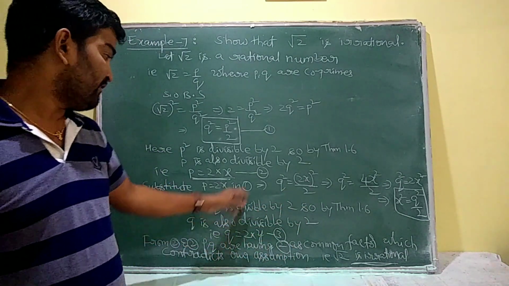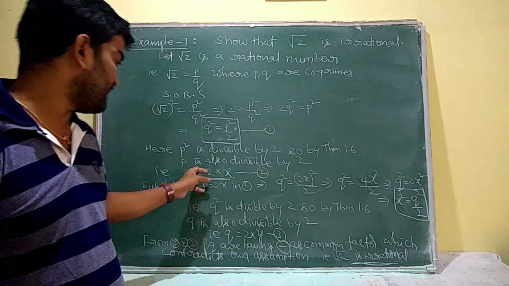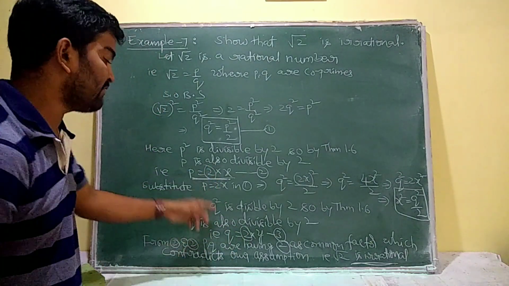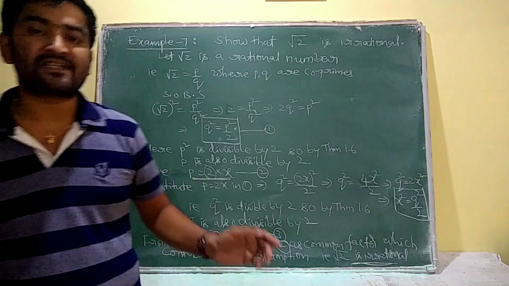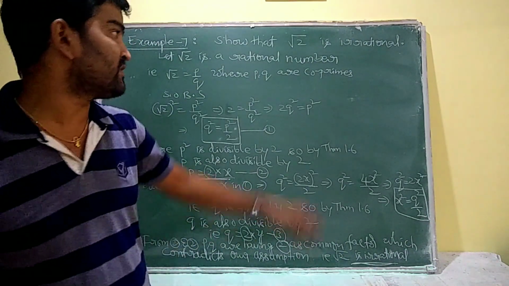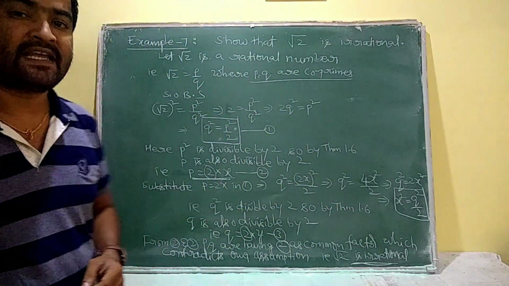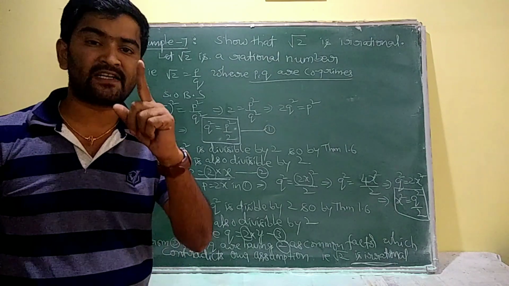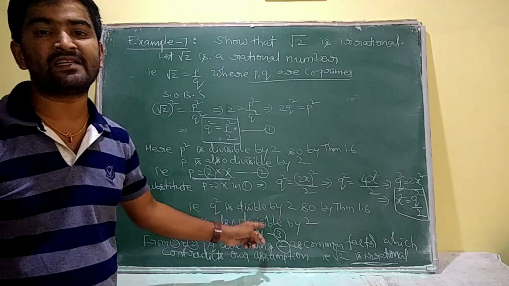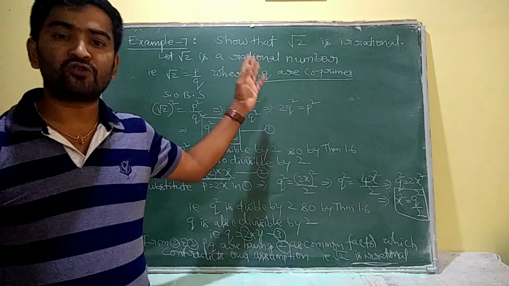So from these 2 and 3, what are we going to conclude ma? From 2 and 3, this p and q have 2 as a common factor. But that contradicts our assumption. What is our assumption ma? p and q are co-primes. If p and q are co-primes, their greatest common factor is 1. But here we obtained for p and q the greatest common factor as 2. That means it contradicts our assumption. That means the assumption is wrong.